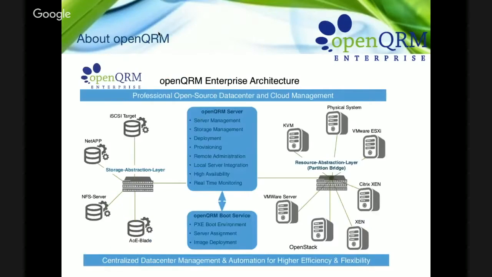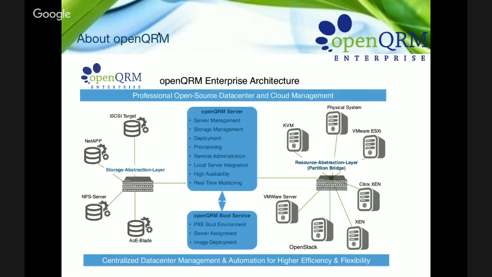So this is the general architecture of OpenQRM Enterprise. We see on the right side, for example, the resource abstraction layer, where each virtualization technology and also physical systems are abstracted in a generic way. So the OpenQRM server itself works on a generic layer, on this abstraction layer, where plugins interface with different technologies and bring the specific customization for each action into OpenQRM.